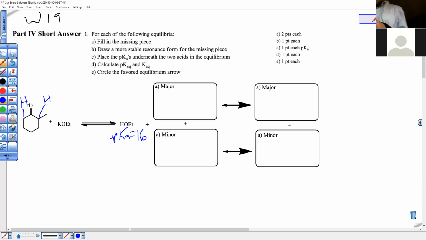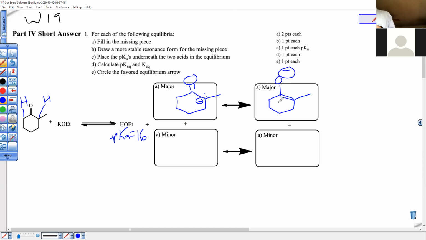The alpha H on the carbon with the methyl is superior because the resonance form of this anion has a more substituted double bond between the former carbonyl carbon and the alpha position. And a reminder, why is this resonance form much better? The main reason is it's got a minus on an O instead of a minus on a C.